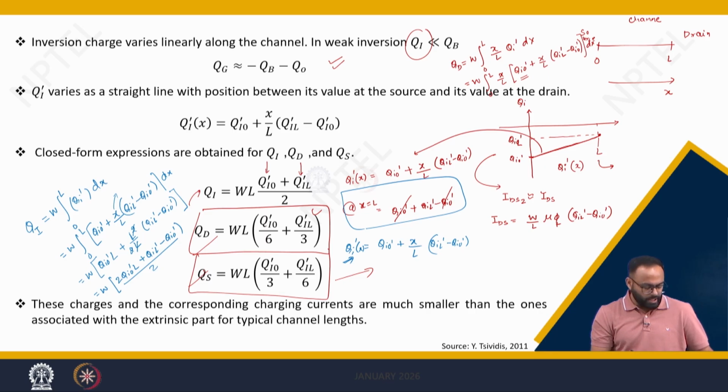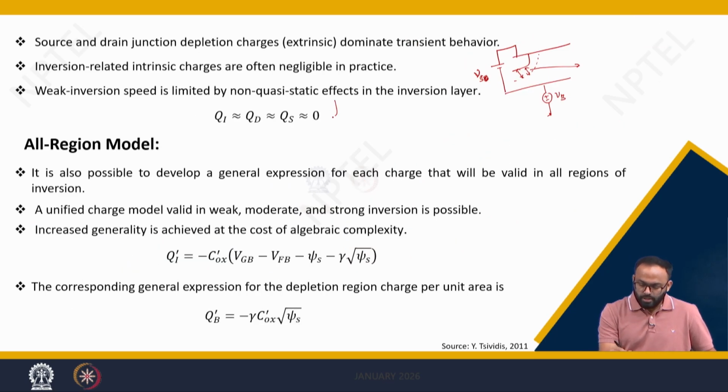That is what, in general, we ignore these charges, that is QI, QD and QS, in terms of quasi-static analysis also. Now let's see how we can define an all region model. We have seen separately in strong inversion and separately in weak inversion, but the question is, can we relate these two and form an all region model to calculate the inversion charge?